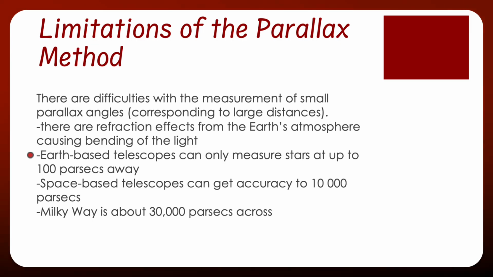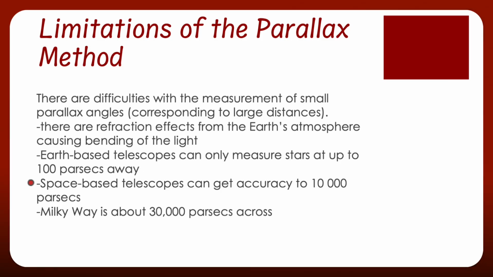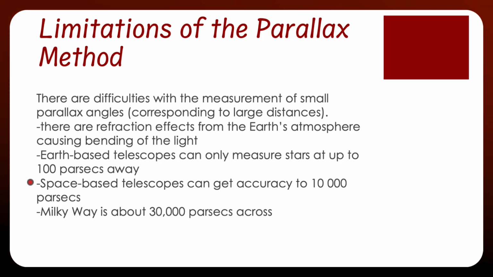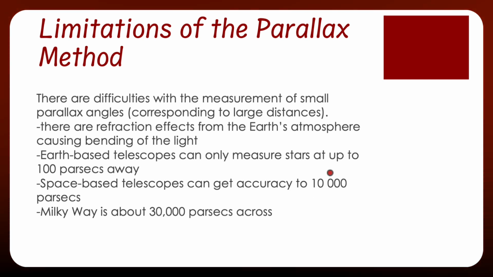It might not make a big difference normally, but when we're talking about such small angles, it actually makes a big difference. And because of that, if our telescope's on Earth, we can only measure, no matter how accurate we think we are, up to about 100 parsecs. That's why you might hear in the news about space-based telescopes that are out beyond our atmosphere, and they can get an accuracy another 100 times better, so up to 10,000 parsecs away.